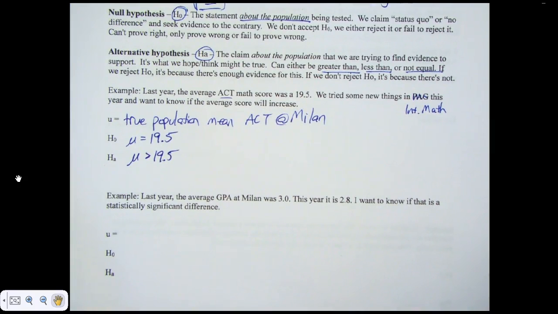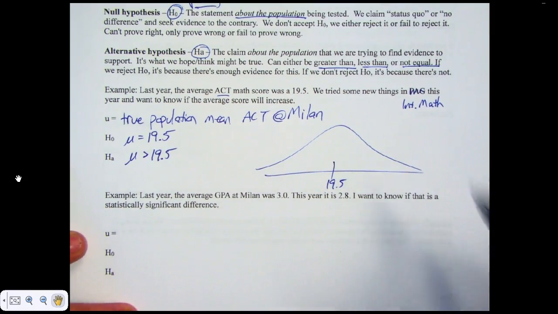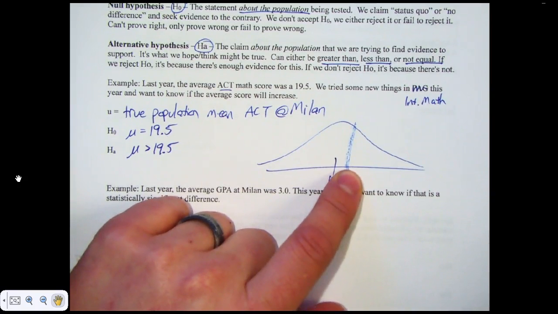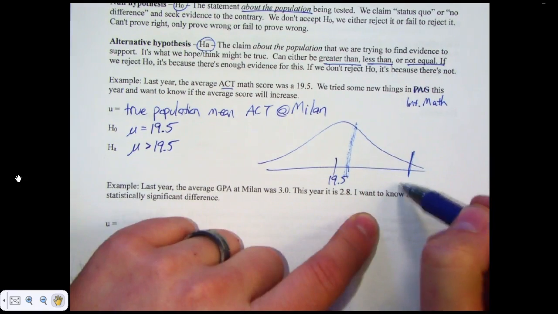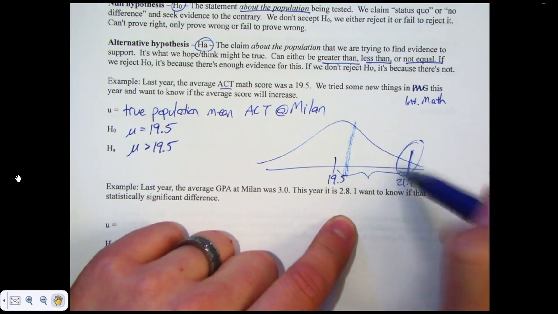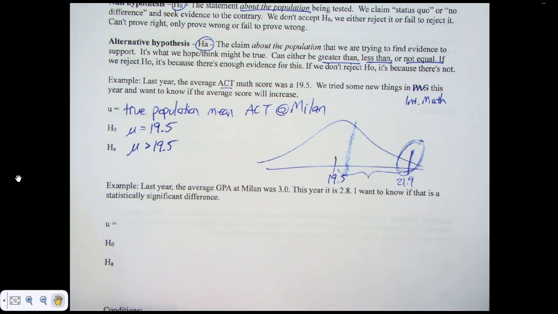And then this is where we start playing that game. We'll figure out the mathematical way to do it, but if my average comes out like right here, would that be enough to say, yeah, that's significant? Probably not. But if I get into the tail and my new average is like 21.9 or something, again, the further away from the mean that I get, the less likely it is that the mean is true.